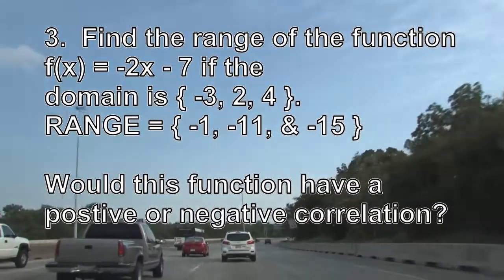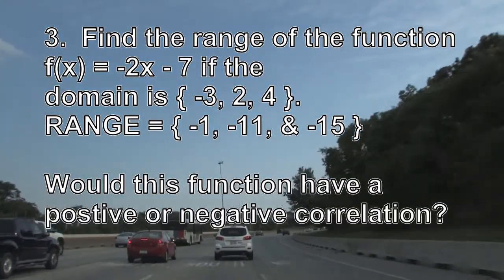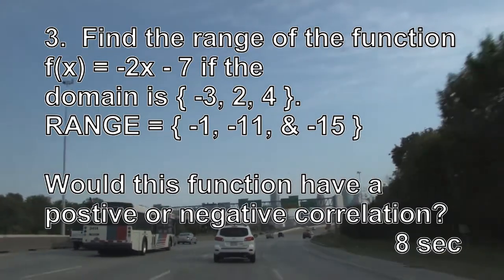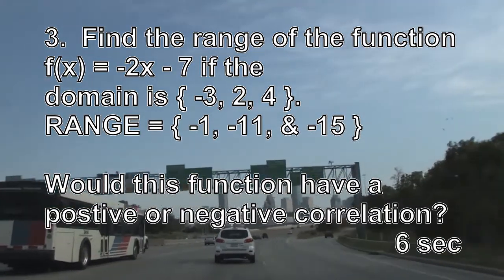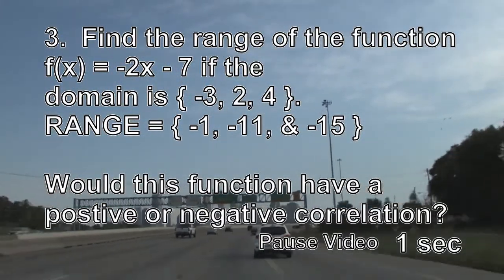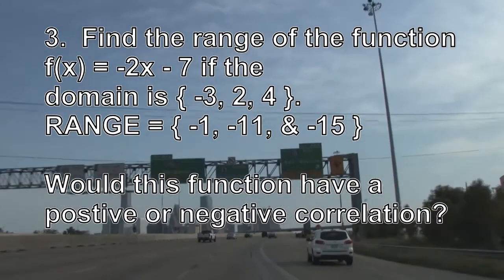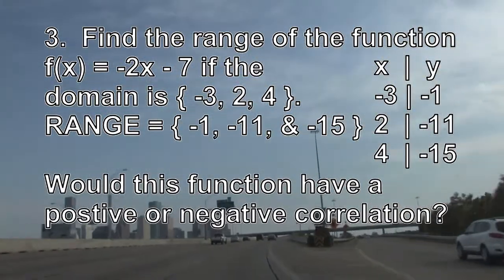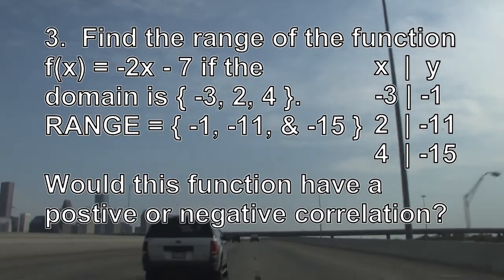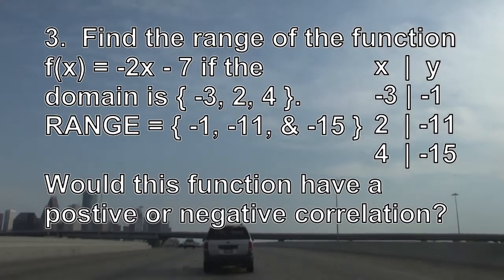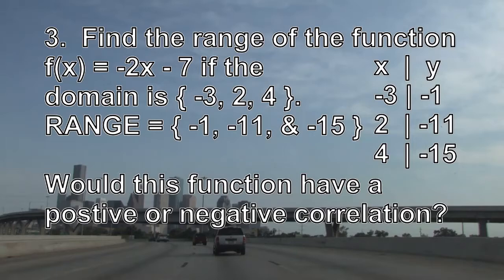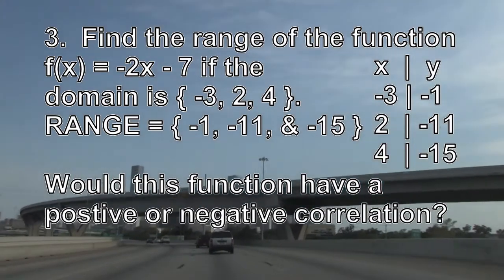Question number 3. Would this function have a positive or negative correlation? To get this answer, let's make a t-chart with the x values or domain on the left and the y values or range on the right. If you go down the chart, the x values get larger, but the y values would get smaller. This would give you a negative correlation.